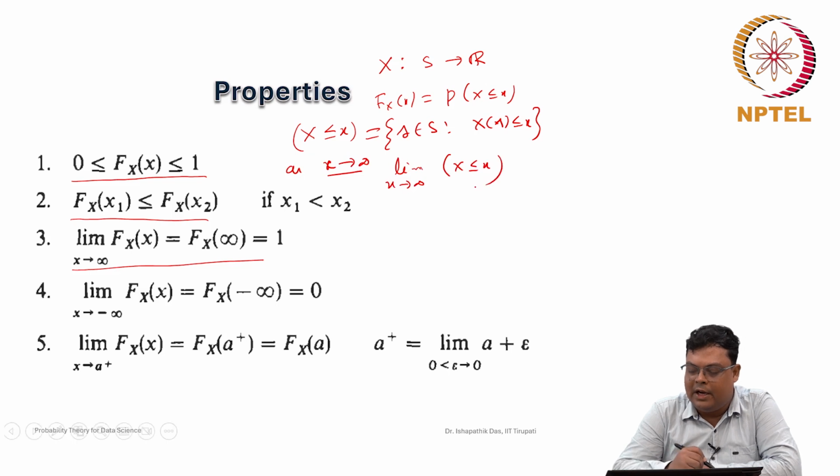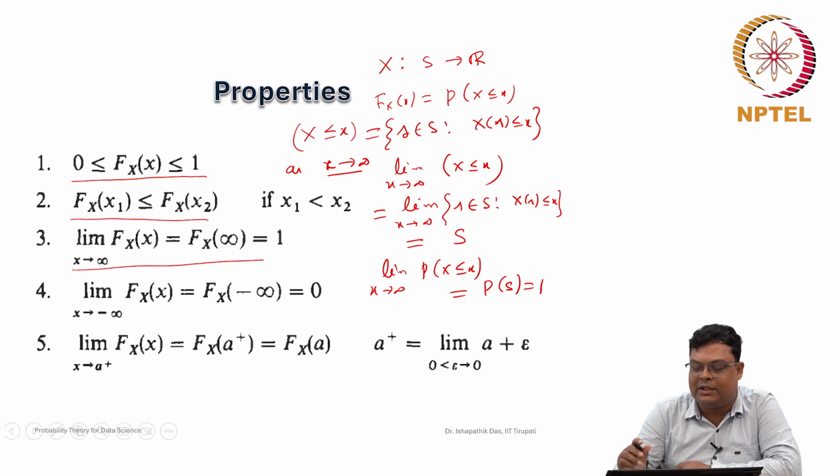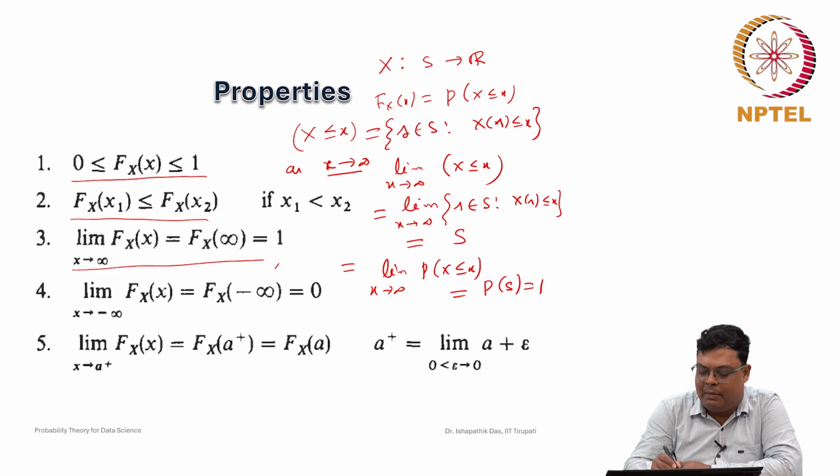what will this set be? Taking the limit as x goes to infinity, this set will be all s belonging to S such that X(s) is less than or equal to x. Because X is nothing but a function from S to R, whenever x becomes very large, as x goes to infinity, it will be satisfied by all s. That is the intuition here. So it becomes the certain event S. In that case, the limit as x goes to infinity of the probability that X is less than or equal to x is nothing but the probability of S, which is equal to 1. It is not a rigorous proof, it is just an intuition of why it will be 1. This is the limit as x goes to infinity of F_X(x).